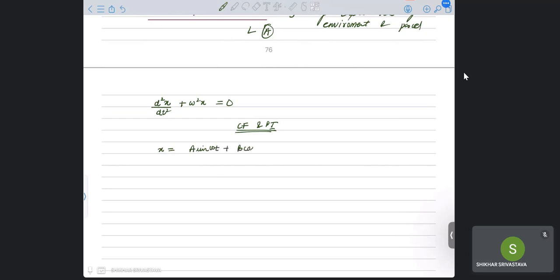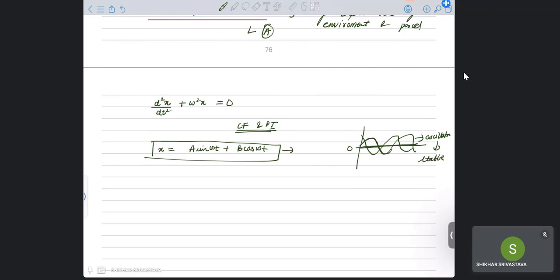Something like this. So basically your solution is kind of sine and cosine terms. This is sine, similarly this is cosine. So these are oscillations about the mean position. So whenever you have this kind of solution, sines and cosines, that means the system is oscillating about some mean position x is equal to 0. This kind of solution is called a stable solution because it is moving about some mean position up and down, sines and cosines. So this is a stable solution.